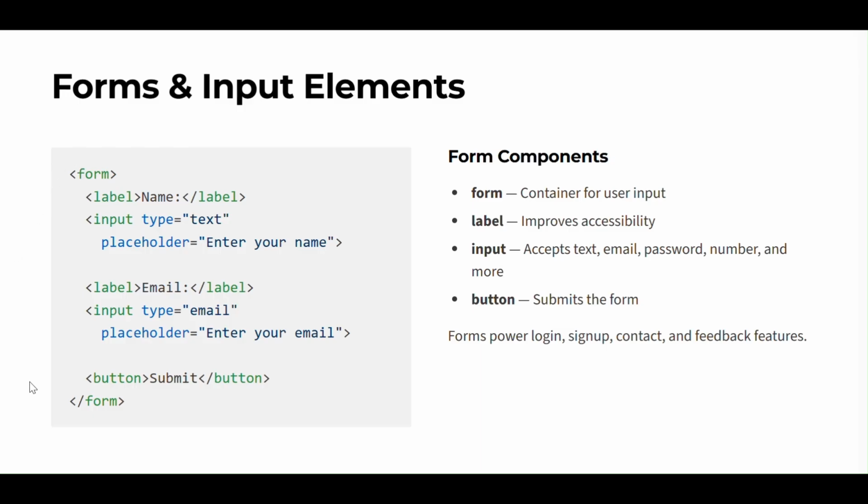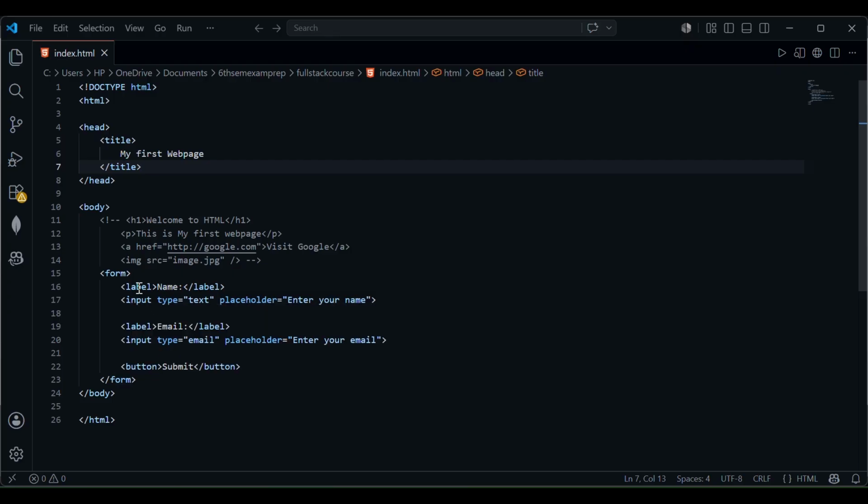Here is the code implementation. Let's move further to the practical of the form. Here is our form tag in which we have a label that is used for accessibility. Here its name is name, which specifies that the type of the input is text and we have to enter a name here. Placeholder, enter your name. It will be visible inside the input element.